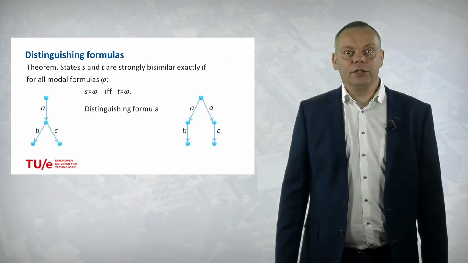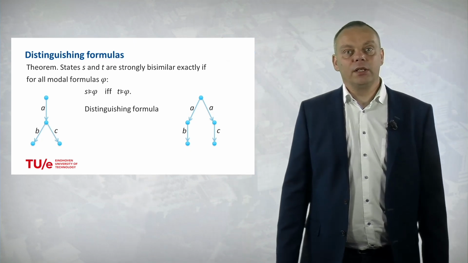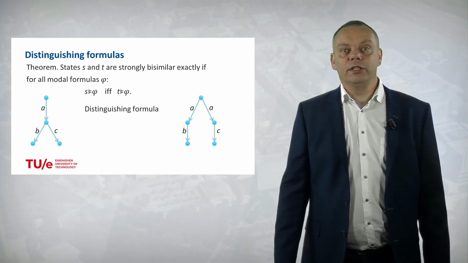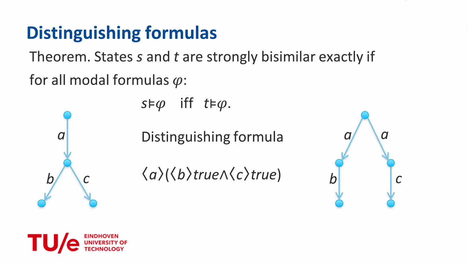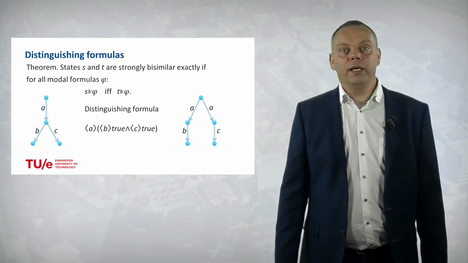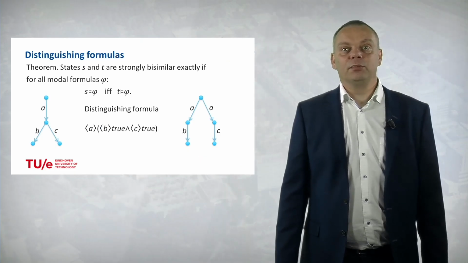And what's the distinguishing formula in this particular case? Well, there are many candidates, but this is an option. Namely, the formula that says that you can do an A after which a B and a C are possible. And we can see that this is valid in the transition system at the left, but it is not valid in the transition system at the right, because we can do this A at the right, but we cannot do both a B and a C in any of the reachable states.